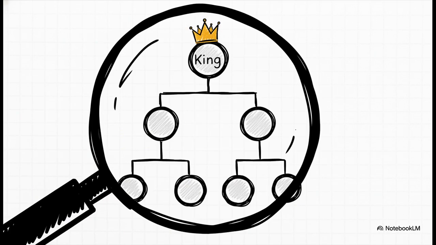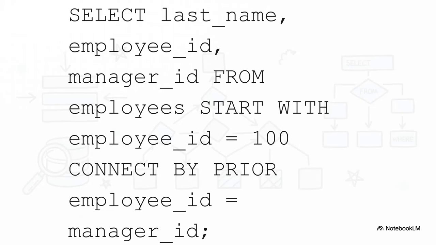Okay, enough theory. Let's make this real. We're going to use a classic employee org chart. Our mission is simple: find every single person who reports up to the employee with ID 100, a guy named King. And here is the query itself. It's actually pretty clean, isn't it? We say START WITH our top dog, employee 100. Then the CONNECT BY clause takes over, using PRIOR to link each manager's ID to their employees. It'll just keep following that chain until it hits the end of the line.